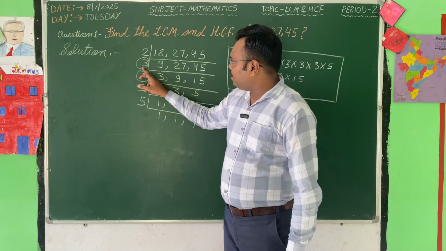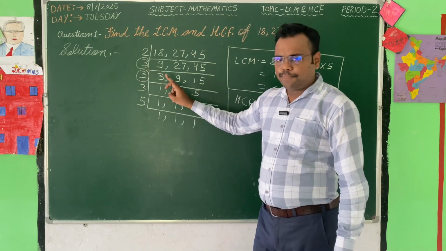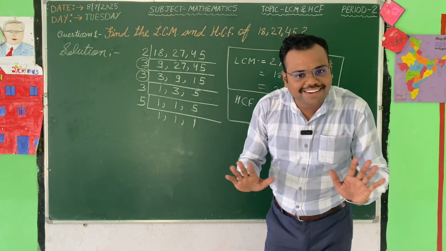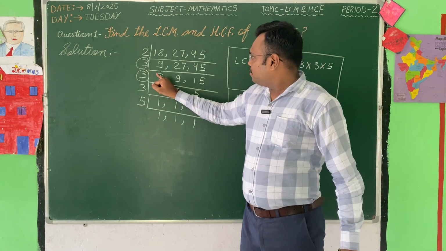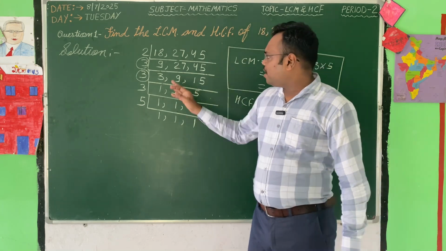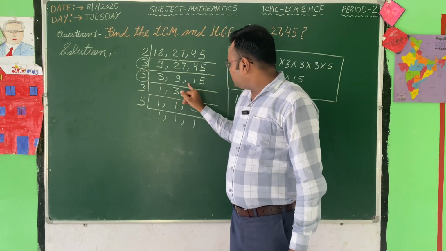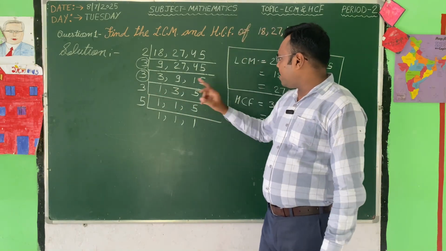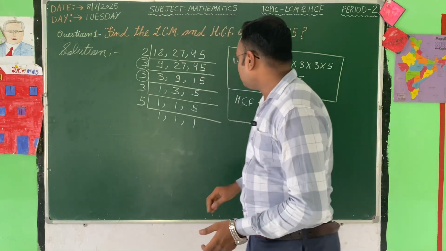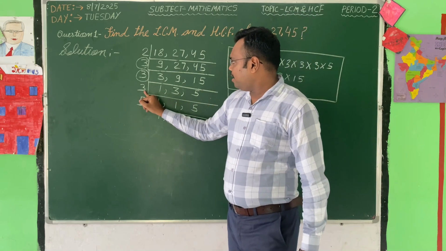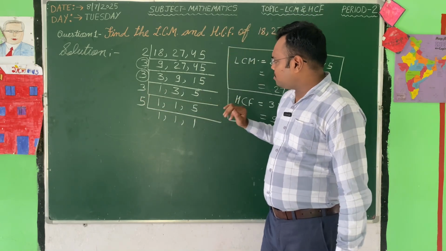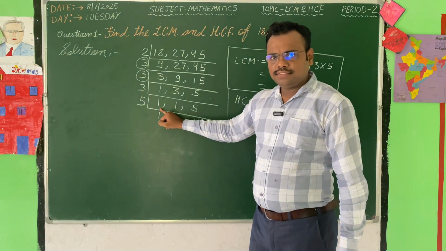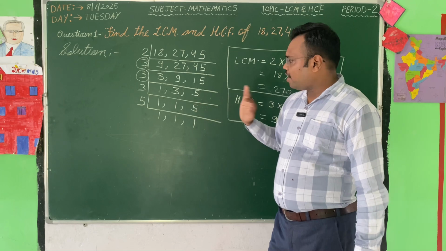Here you can see that 3 divides all these numbers completely. Now again you can see these numbers are divisible by 3 completely. 3 ones are 3, 3 threes are 9 and 3 fives are 15. Here again we divide these numbers by 3. 1, write it as it is, 3 ones are 3, and 5 as it is.